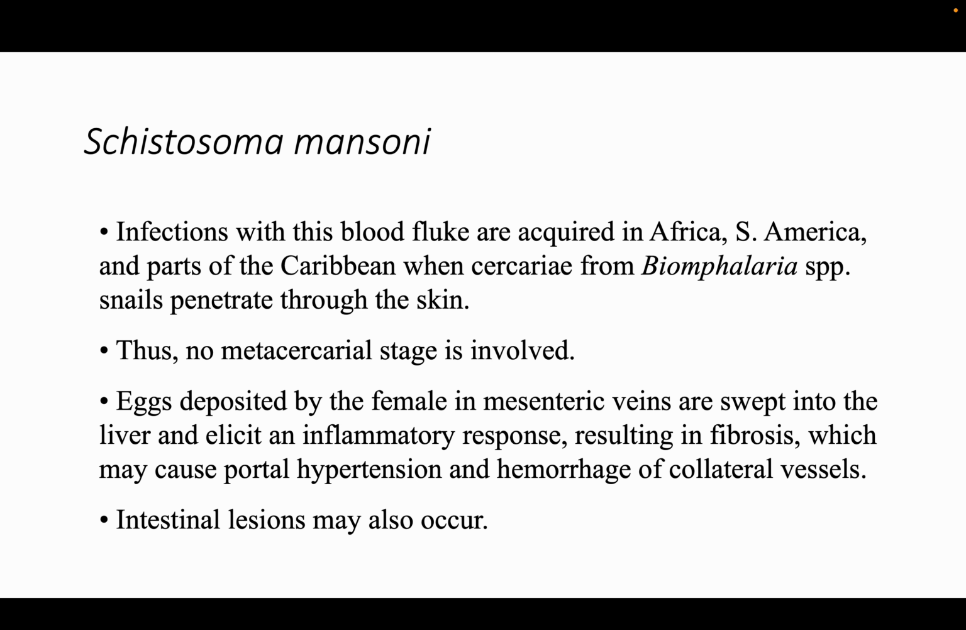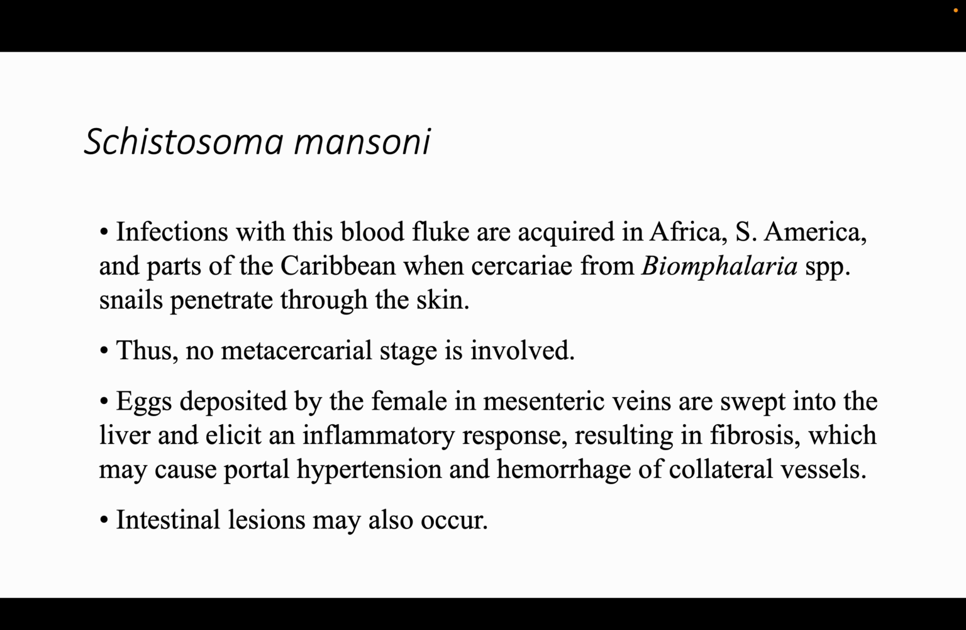So, Schistosoma mansoni is a common blood fluke in Africa, South America, and parts of the Caribbean, where the intermediate host species of the snail, Biomphalaria, are mostly distributed. So the cercaria from Biomphalaria can penetrate the skin of the definitive host.